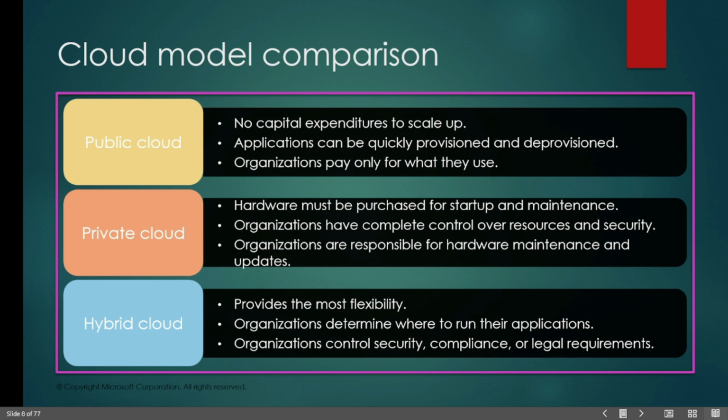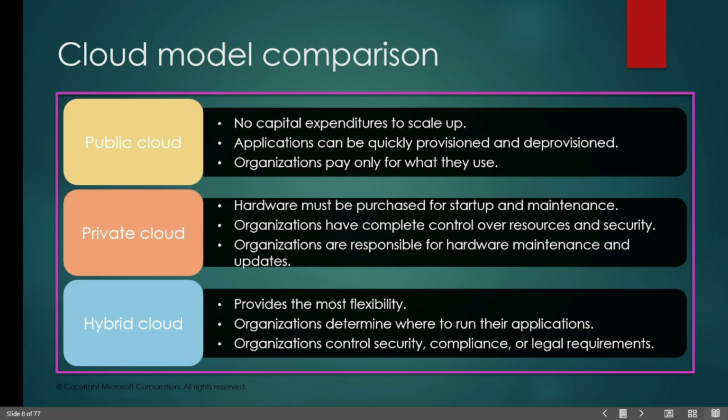Applications can be quickly provisioned and deprovisioned. Organizations pay only for what they use. For private cloud, hardware must be purchased for startup and maintenance. We've said that over and over again. Organizations have complete control over resources and security. We've said that, which is actually the benefit. Organizations are responsible for hardware maintenance and updates, which is kind of a hassle. It's like a stress, okay? But they want to do that.